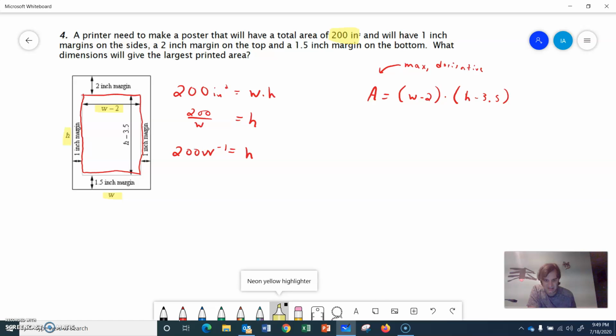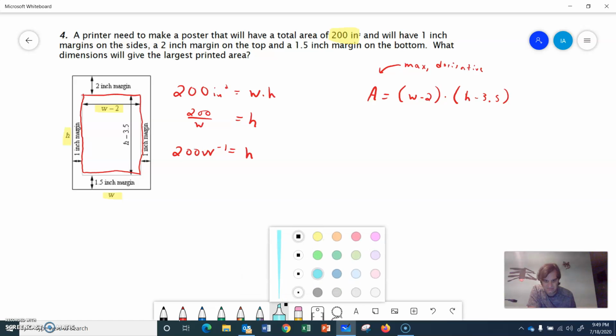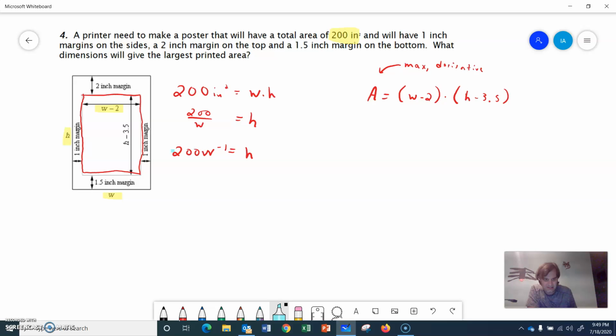So let's change this color here and let's use blue. We're going to replace H in our printed area with 200 W to the negative 1. Let's make that substitution. So the printed area will be W minus 2. That hasn't changed, but then we'll have 200 W to the negative 1 minus 3.5. And the easiest thing to do here would be to FOIL this out.